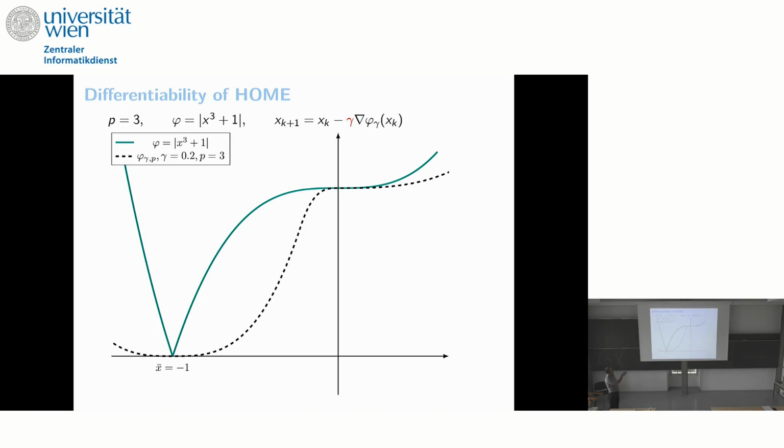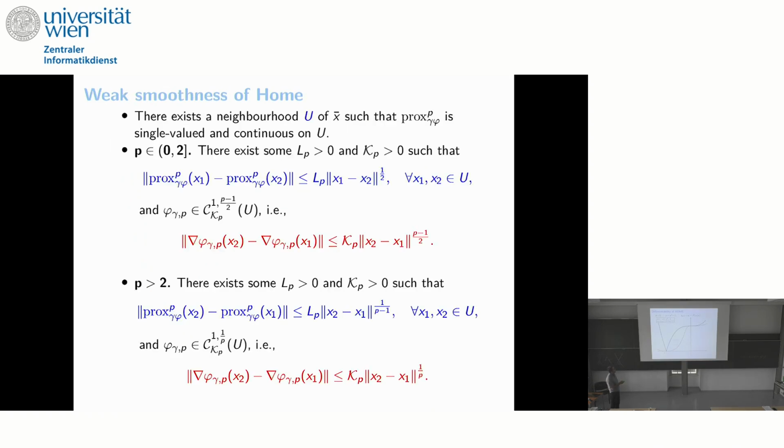We see that with 0.2, it is working. This is a big difference because it makes my algorithm much faster if I have a better gamma, a better step size. Okay, so now it's time to talk about weak smoothness of my function.